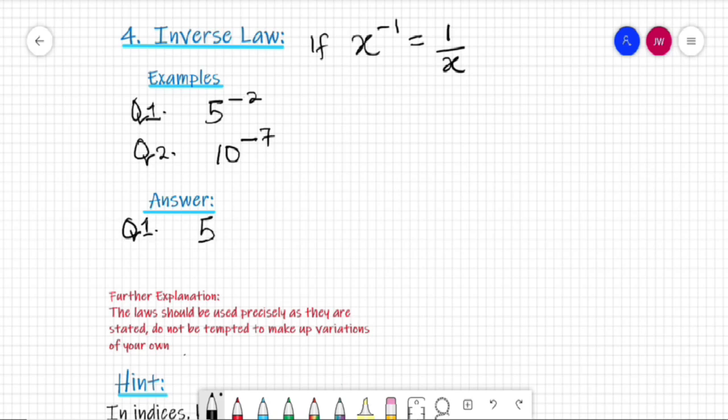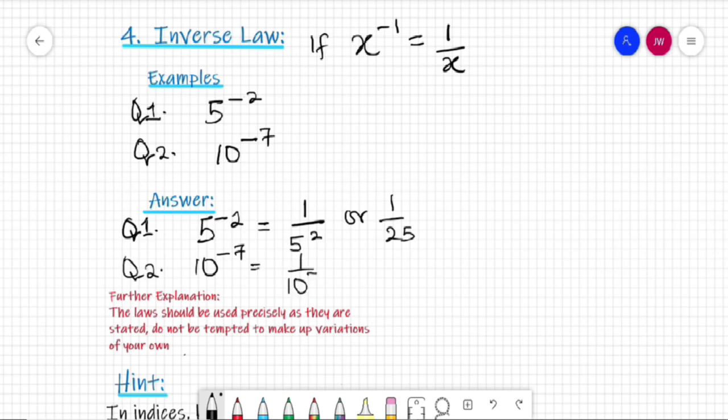So we have 5 raised to the power of negative 2 is the same as 1 over 5 raised to the power of 2. So you can leave your answer like this, or 1 over 25. We have 10 raised to the power of negative 7. This is equal to 1 over 10 raised to the power of 7, or 1 over 100 million. Now let's move on.